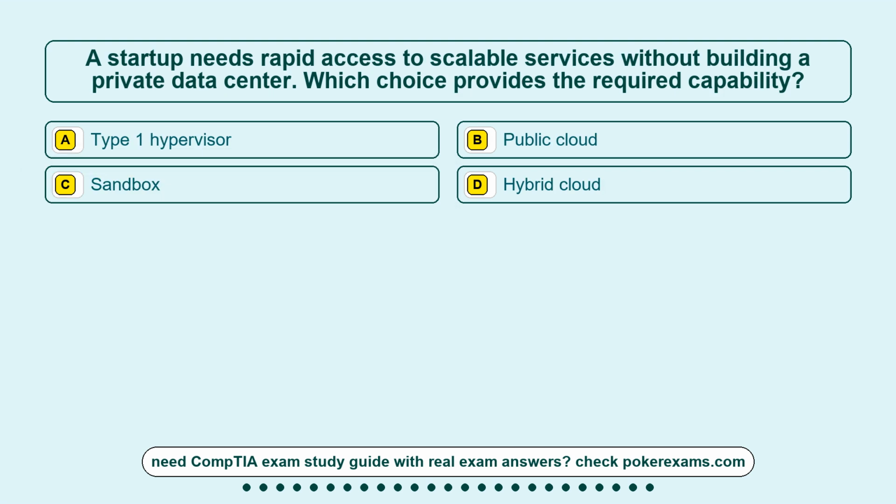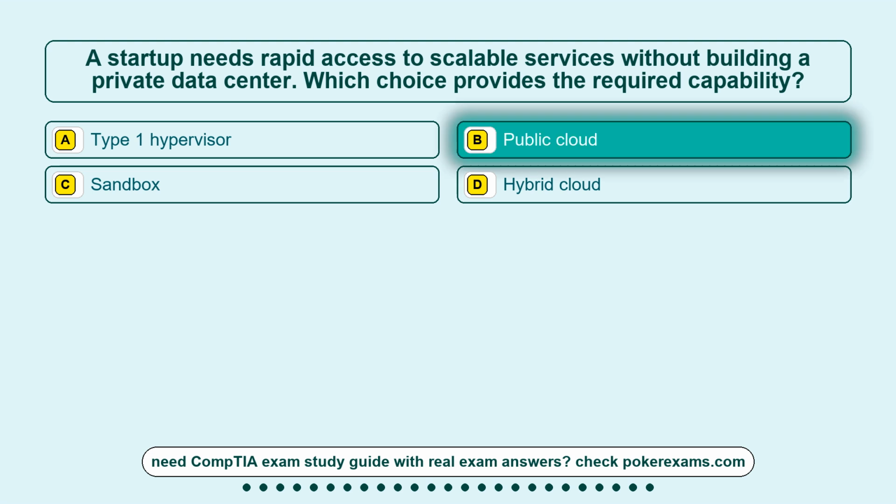Question 15. A startup needs rapid access to scalable services without building a private data center. Which choice provides the required capability? Option A, Type 1 hypervisor. Option B, public cloud. Option C, sandbox. Option D, hybrid cloud. The correct answer is option B, public cloud.